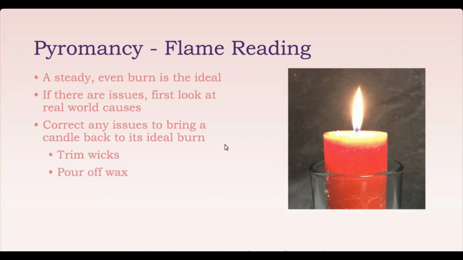Trim your wicks or pour off the wax. Trim the wick if it's burning too hot or too high or smoky. Pour off the wax if it's burning too low. Cut channels in the side of the candle if the candle is burning too low. It's another option besides pouring off the wax.